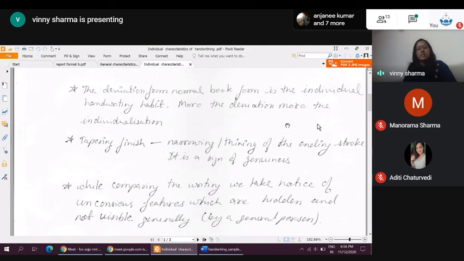So when you are choosing individual writing characteristics, make sure that those are unique out of unique, so that such characteristics can be easily pinpointed whenever the person is reading them, and that is how you can make your report effective.